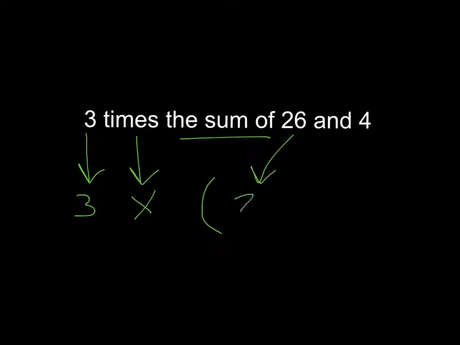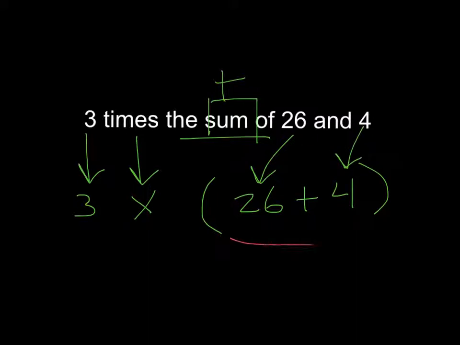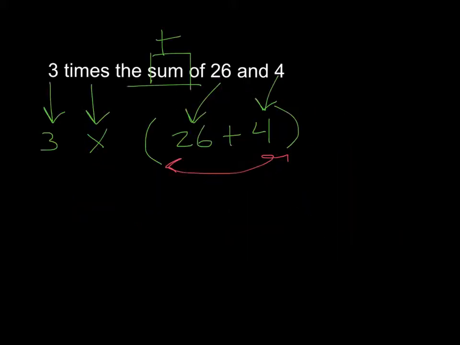Bring down our 26, and it is the sum. Sum is telling us addition. So we're doing 26 plus 4, because our 4 comes down, and we need to remember to close the parentheses. We cannot leave those open. So 3 times the sum of 26 and 4 tells us that we are multiplying 3 by this addition problem. We can represent that visually with a tape diagram.